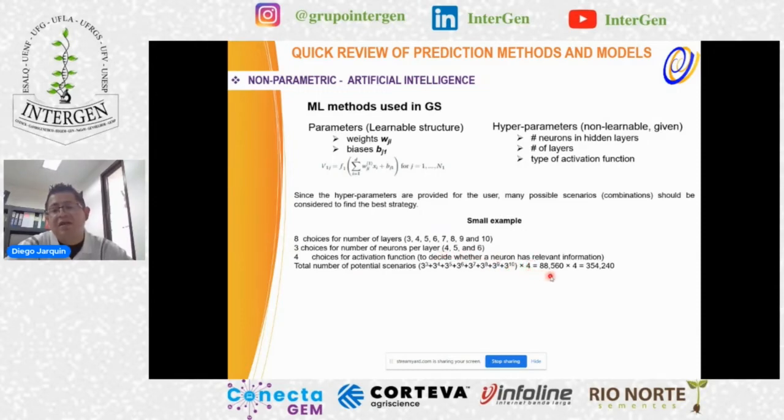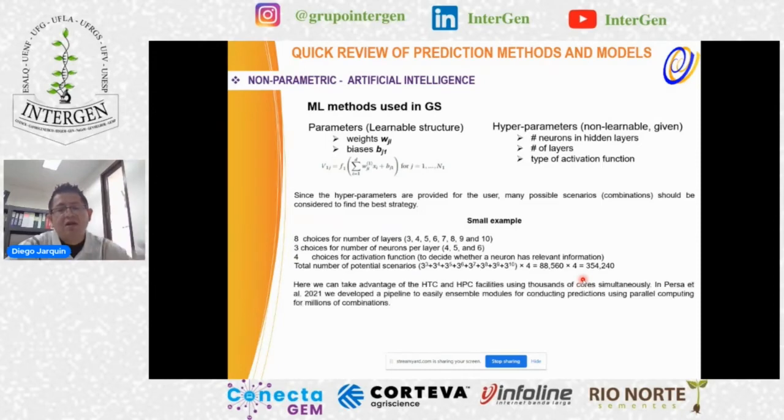This is a total of 88,560 times 4, around 350,000 combinations. These are the scenarios that we might consider to find the optimum for one rep, because every single time that we run these methods, we have a random component embedded. So here we can take advantage of the high throughput computing facilities using thousands of cores simultaneously.